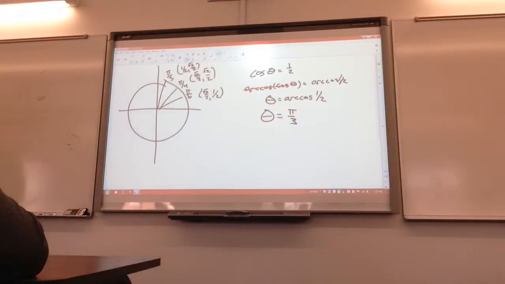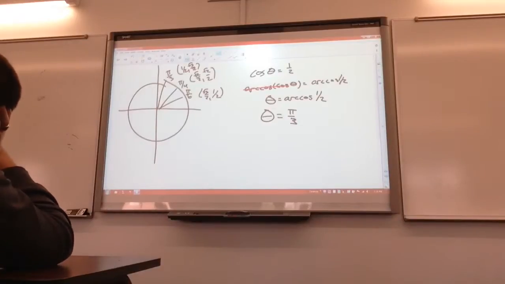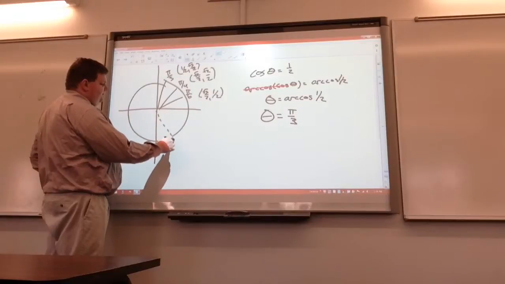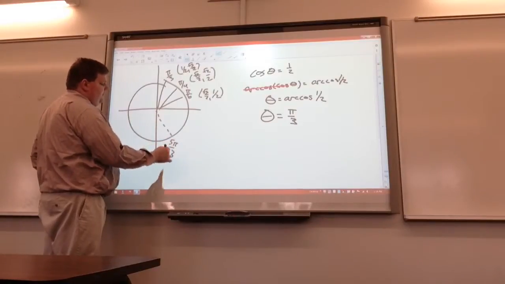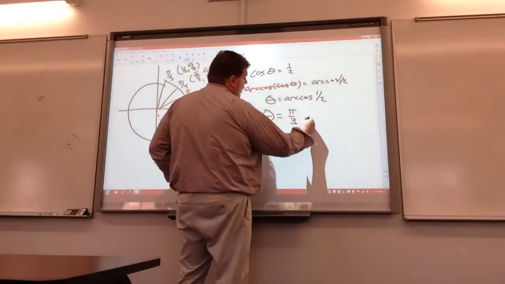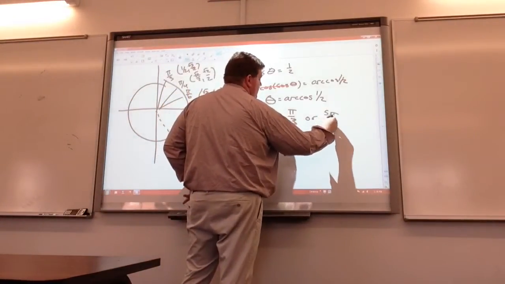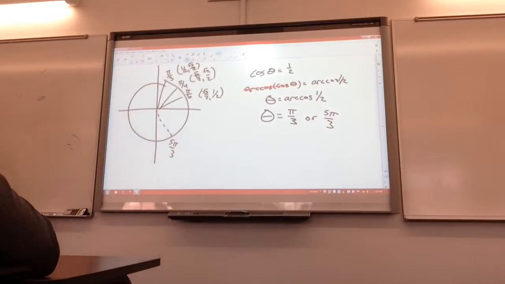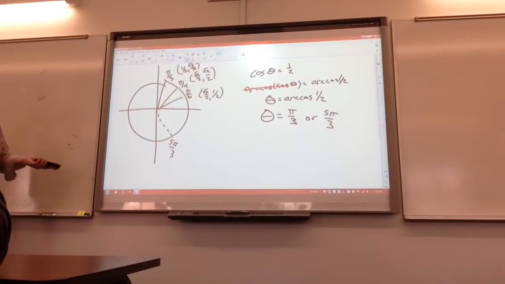So, is pi over 3 the only place where the cosine is equal to 1/2? No. Where else is it also equal to 1/2? Down here, in the fourth quadrant, at 5 pi over 3, it's also equal to 1/2. And so I could say, or 5 pi over 3. Now, if I enter arc cosine 1/2 into my calculator, I'm only going to get the one answer, pi over 3.